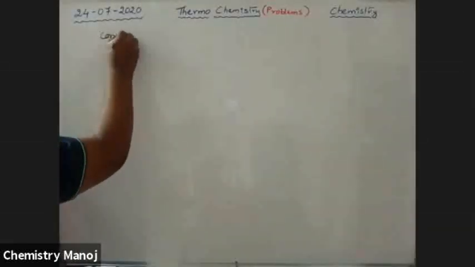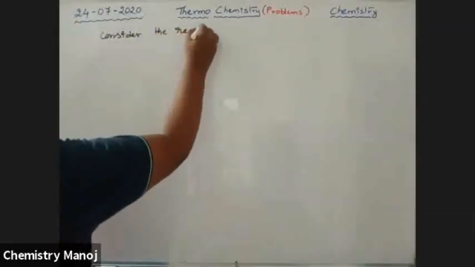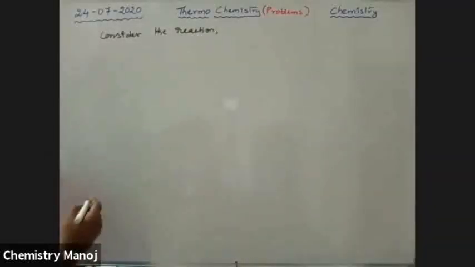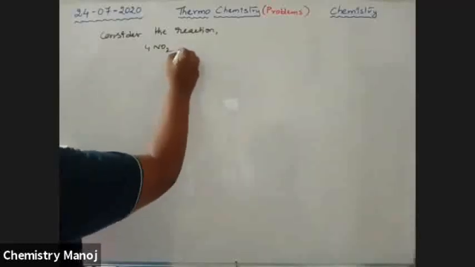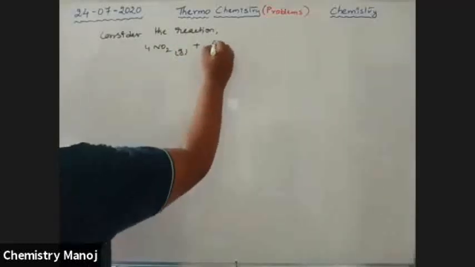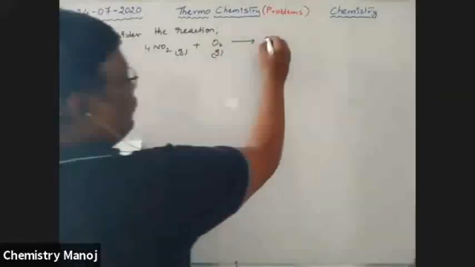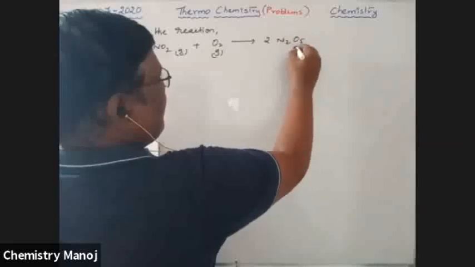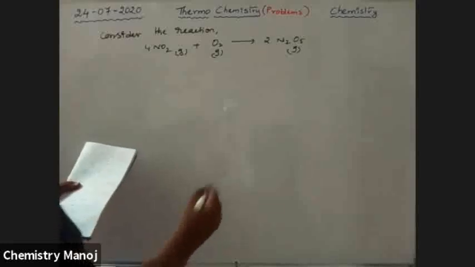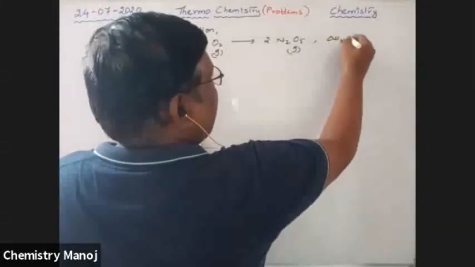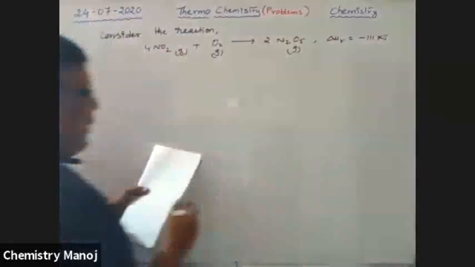Consider the reaction. 4NO2 gas plus O2 gas gives 2N2O5 gas. Delta H of reaction is equal to minus 1 kilojoule and minus 1 kilojoule.